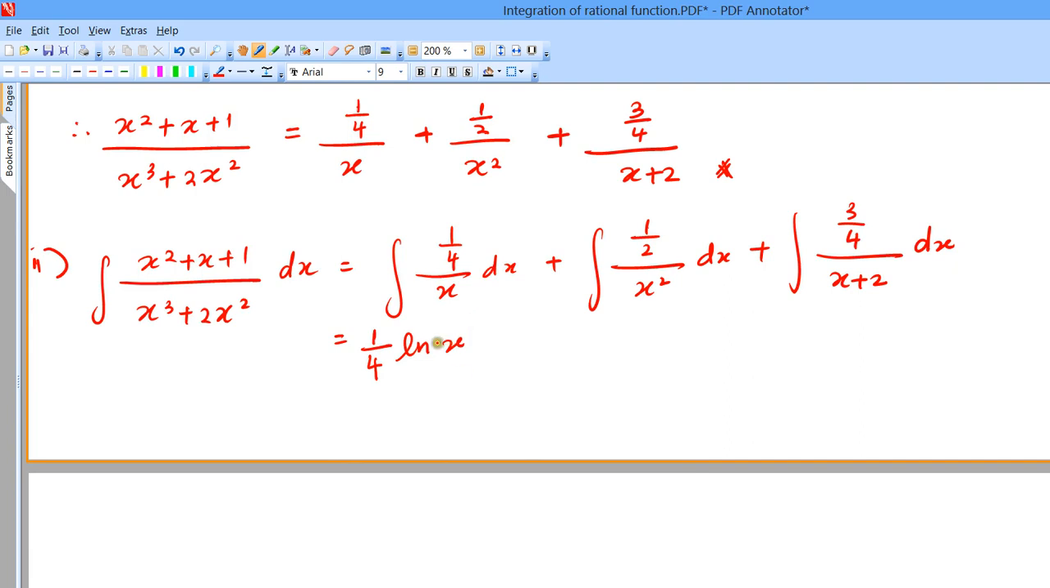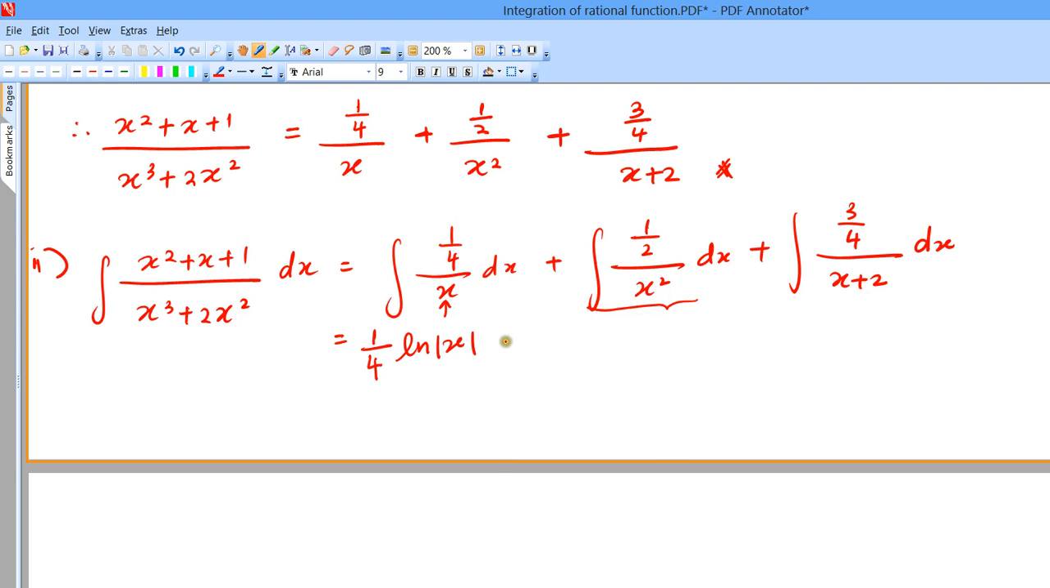Why is the answer equal to ln? Because the function at the denominator is linear. For the second term, it cannot be ln because the function at the denominator is quadratic.